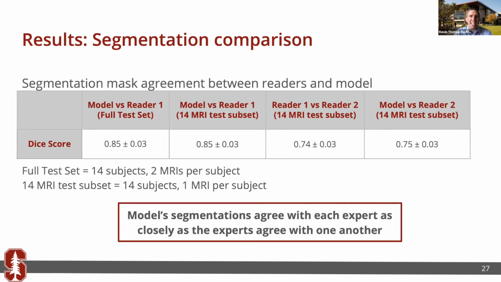When we compare the cartilage masks produced by the model to those produced by our expert, we use a metric called the DICE score. This measures how closely 2 segmentation masks overlap, and a value of 1 indicates perfect agreement. On average, our model agreed with reader 1 with a DICE score of 0.85 for our full test set of images. And on the 14 images that were also segmented by reader 2, our model agreed with reader 2 with a DICE score of 0.75, while reader 1 agreed with reader 2 with a DICE score of 0.74. So overall, the model segmentation masks agree with each expert as closely as the experts agree with one another.